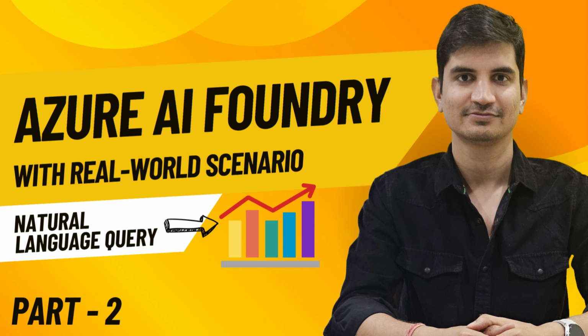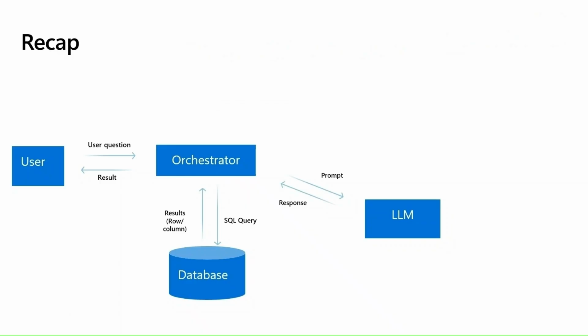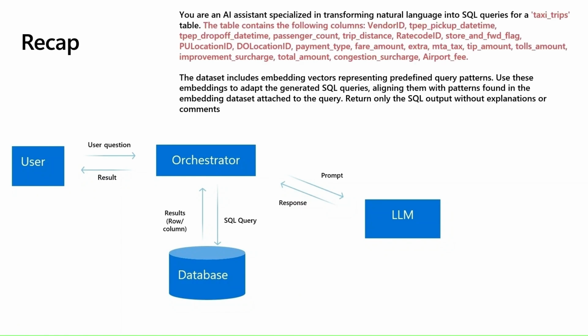In this series, we are exploring Azure AI Foundry with a real world example. In the last video, we learned how to set up an AI project and also built a chatbot which is capable of responding to us with an SQL command based on a natural language question. We also explored the problem of token consumption and why context passing can be inefficient.